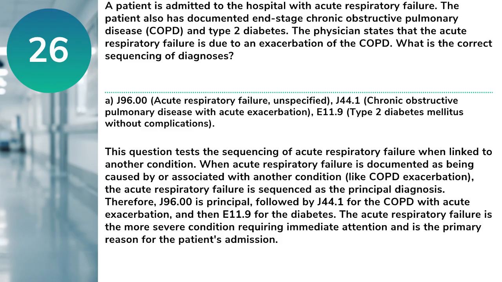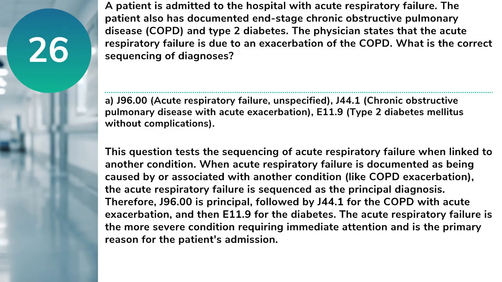Answer A. J96.00, acute respiratory failure, unspecified, J44.1, chronic obstructive pulmonary disease with acute exacerbation, E11.9, type 2 diabetes mellitus without complications. This question tests the sequencing of acute respiratory failure when linked to another condition. When acute respiratory failure is documented as being caused by or associated with another condition, like COPD exacerbation, the acute respiratory failure is sequenced as the principal diagnosis.